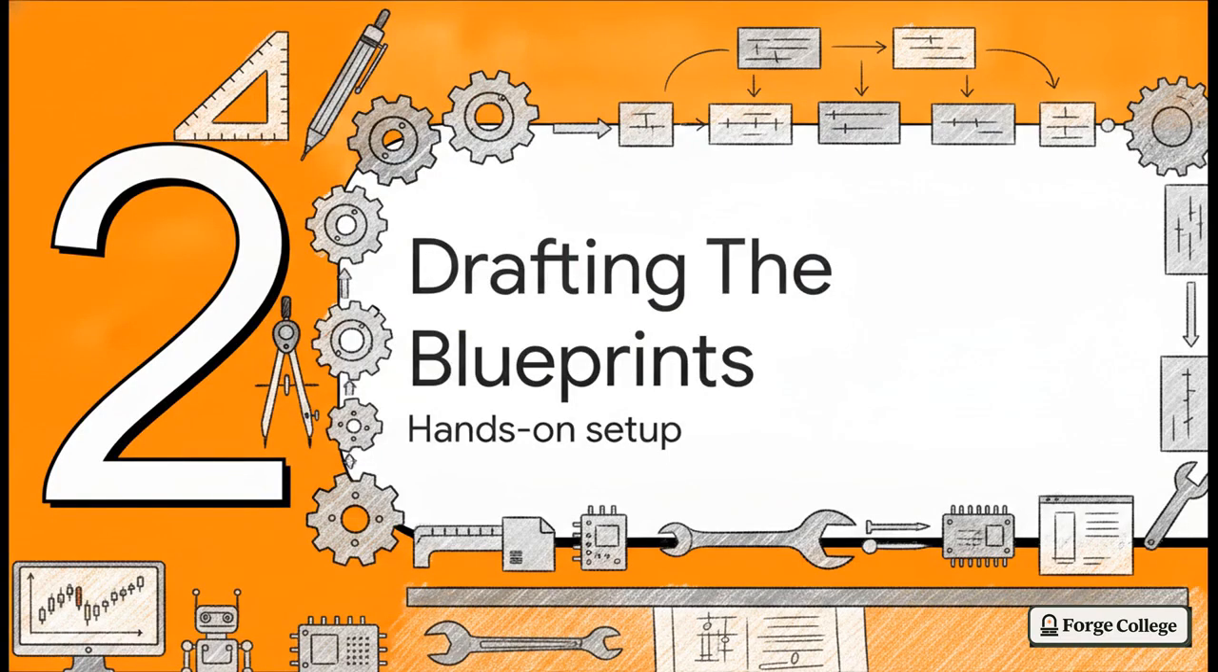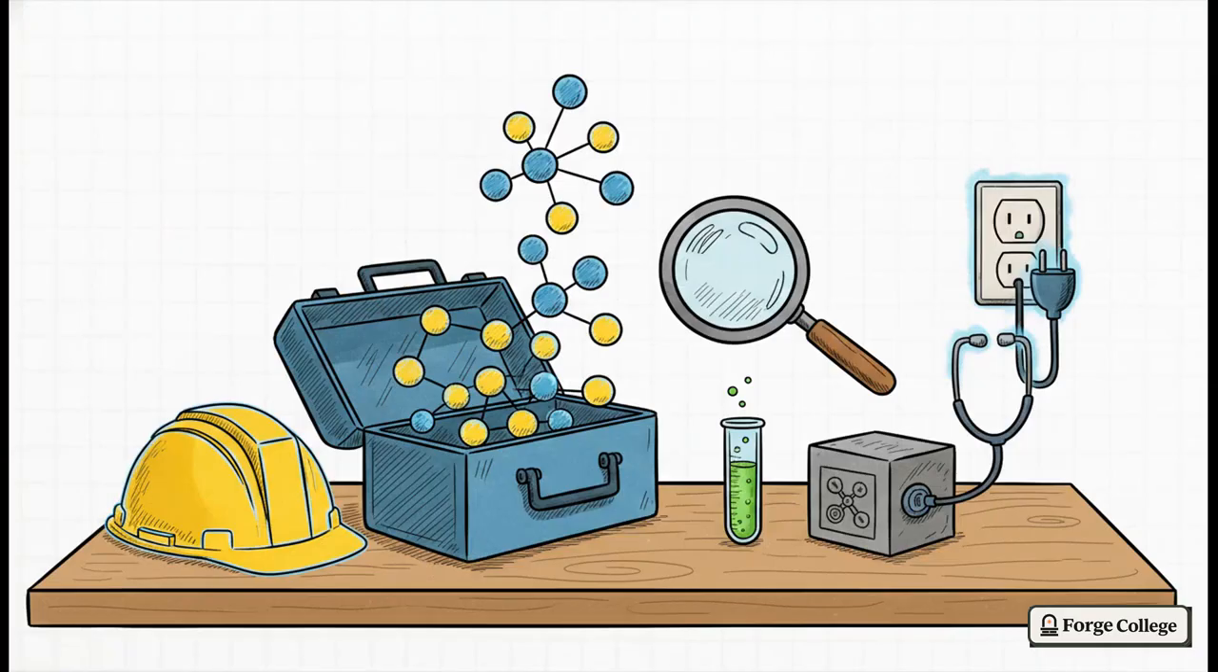Section 2. Drafting the blueprints. Hands-on setup. Let's move over to the workbench for a second and lay out our tools. For this hands-on setup, you're going to need a basic Node project, TypeScript for that sweet type safety, the Solana Web3.js library, the Python network client, and Jest for testing. Oh, and you will absolutely need a DevNet or mainnet beta test RPC website URL configured in your environment variables.